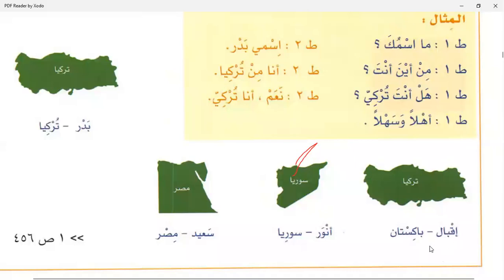Now make this dialogue for the next one. Iqbal, Pakistan. Masmuka. Ismi Iqbal. Min aina anta? Ana min Pakistan. Hal anta Pakistani? Naam, ana Pakistani. Ahlan wa sahlan. Next. Masmuka. Ismi Anwar. Min aina anta? Ana min Suriya. Hal anta Suriya? No, Suriya is female. Anwar is male. Suri, okay, all right. Hal anta Suri? Naam, ana Suri. Ahlan wa sahlan.